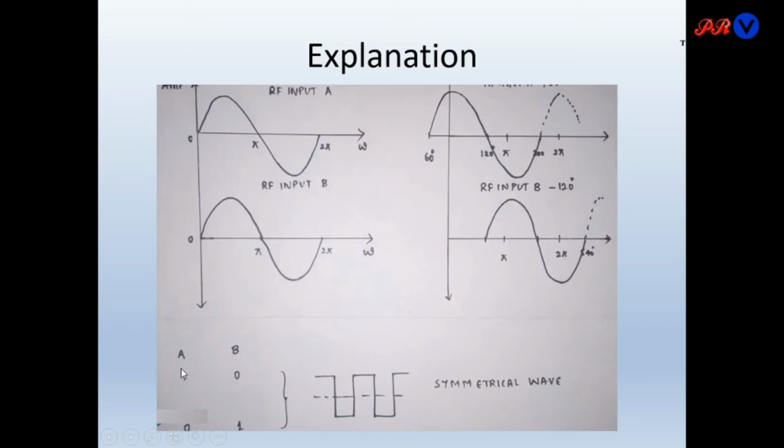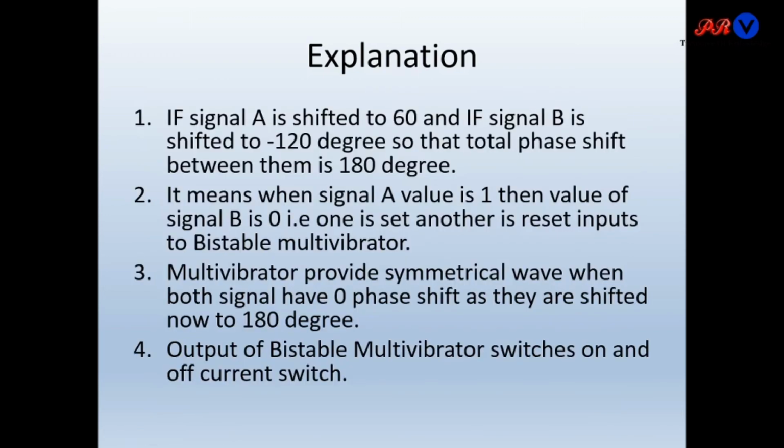Why we need 180 degree phase difference between them? Because when A has maximum value, B has minimum value, means when A is 1, then B is 0. Similarly, for other repeating waveforms, we have 0 here, 1 here, 1 here, 0 here, 0 here, 1 here. So, in this way, this will provide us a square wave or symmetrical wave. So, this symmetrical wave will be fed to the transistor.